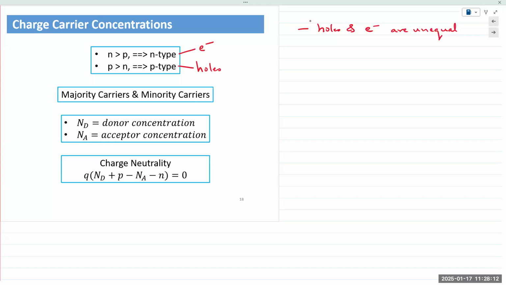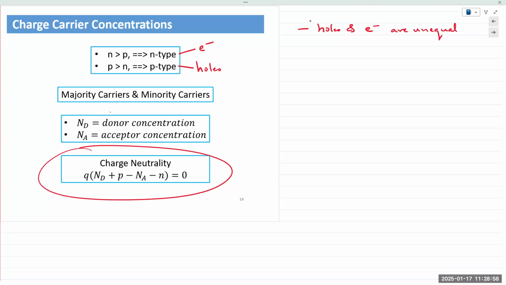The key difference is that in an n-type material, the electrons are free to move, balanced by the positive charges that are localized. And in a p-type material, the positively charged holes are free to move, and the negatively charged electrons are localized. So again, in an n-type material, the electrons are free to move. In a p-type material, the holes are free to move, but the charges are balanced. And that can be proven with this equation called the charge neutrality equation. And we'll get to that in just a minute.